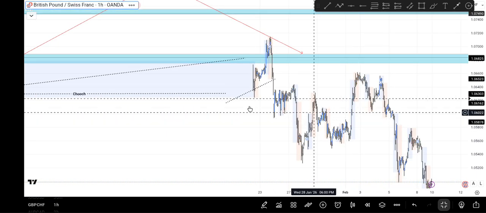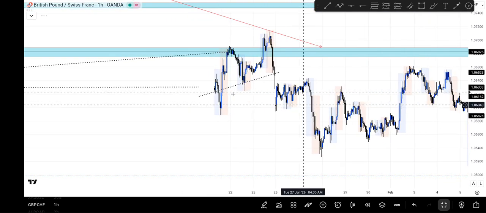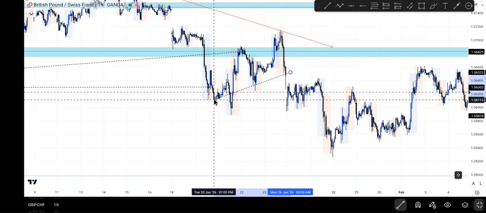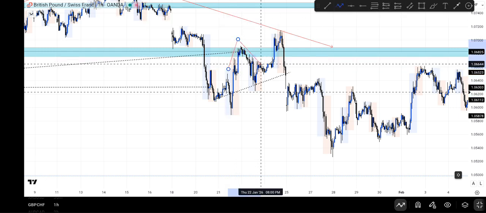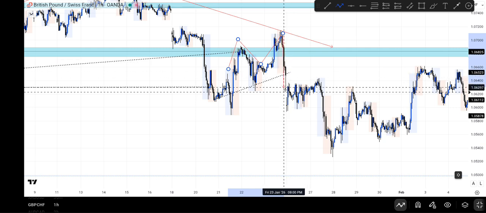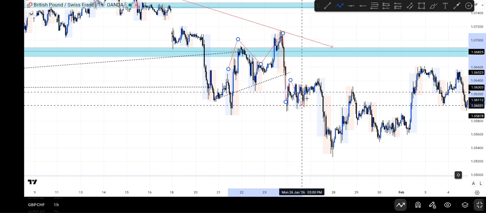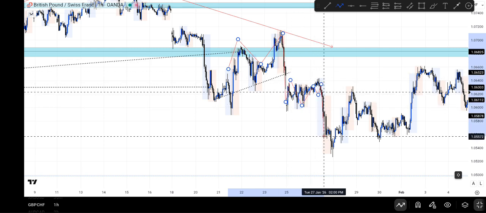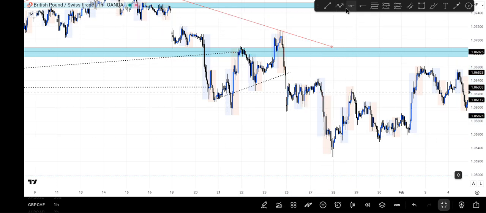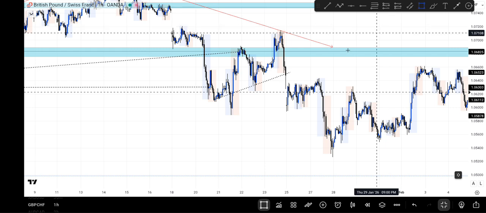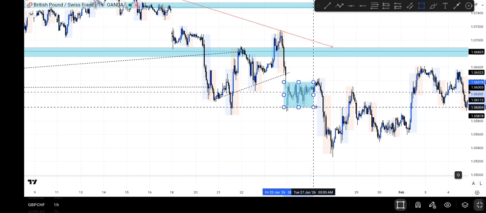So dropping down to the lower time frame, you can see this very clear head and shoulder pattern, guys. This is a clear sign of rejection. And then we can see this consolidation here before more selling pressure came into the market. What I waited for and entered on was this whole consolidation here.